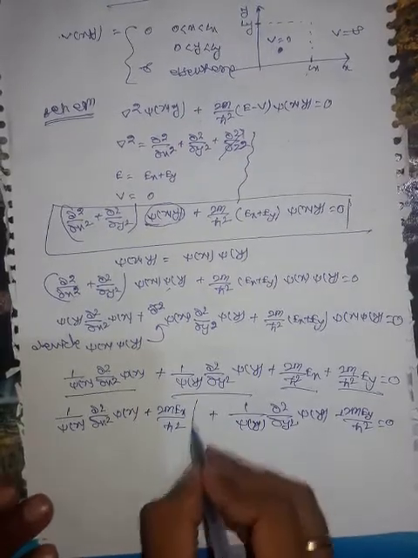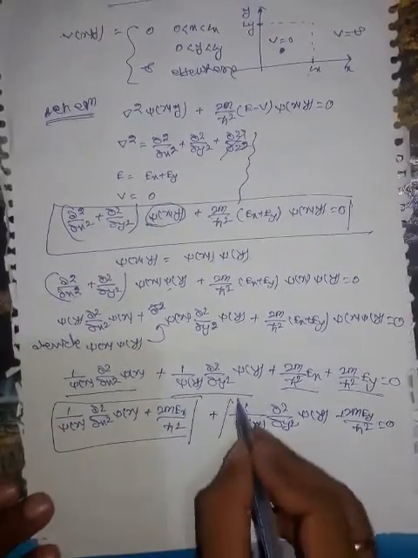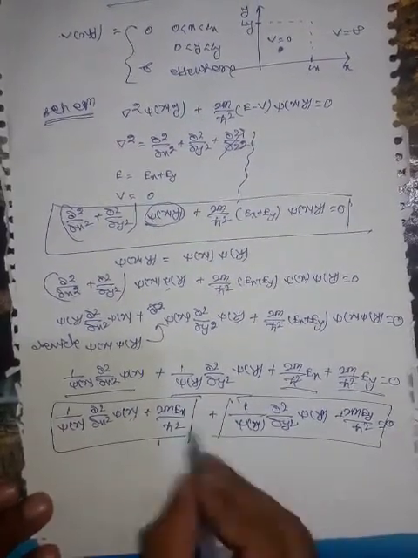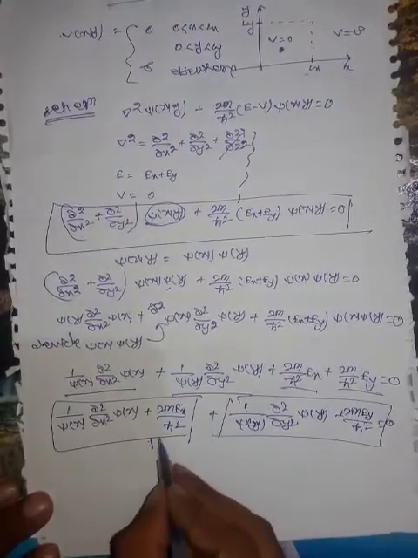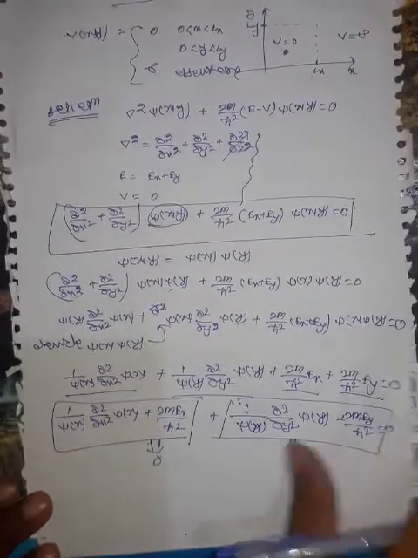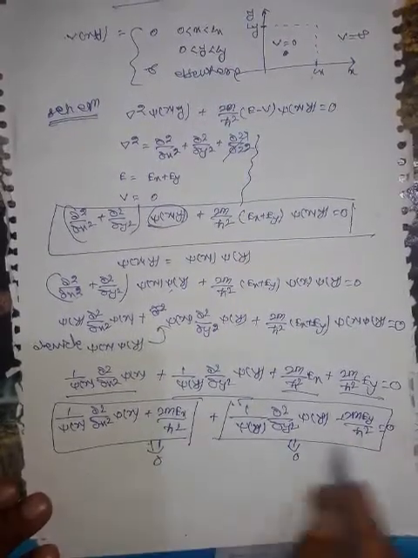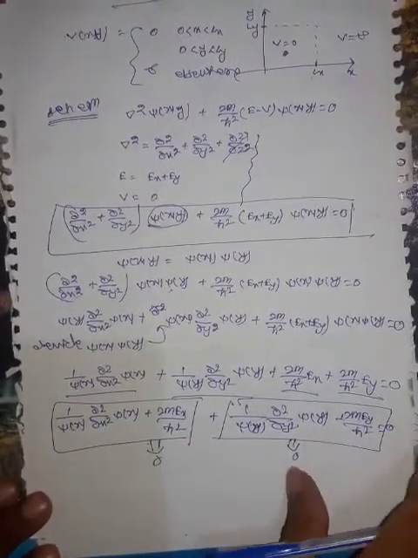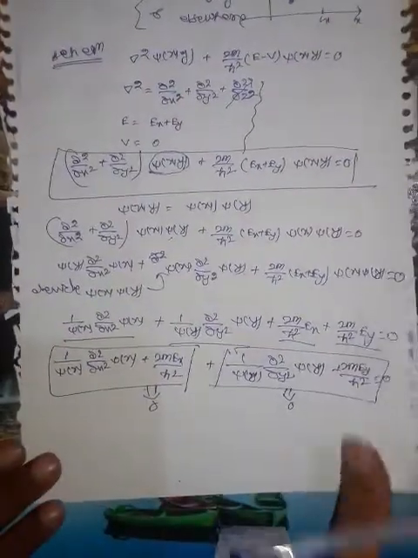Okay, this term is totally dependent on x, and this term is totally dependent on y. So the summation is equal to 0, and each term becomes 0. We can write and solve that equation in the x coordinate, solve that equation in the y coordinate, and we can find the wave function of a particle in a 2D box.